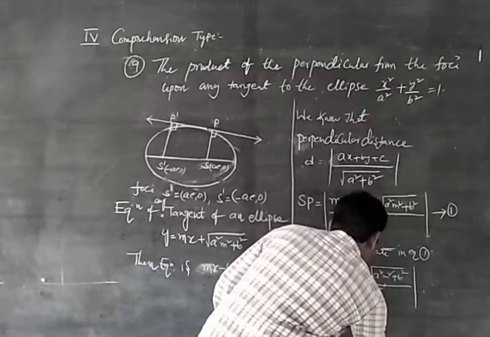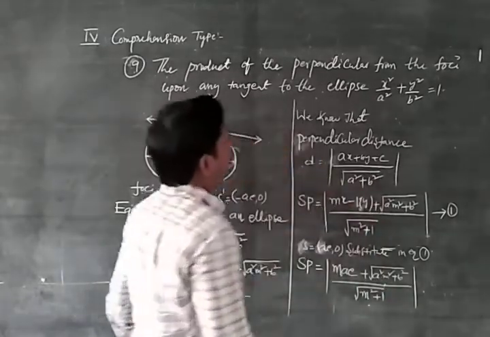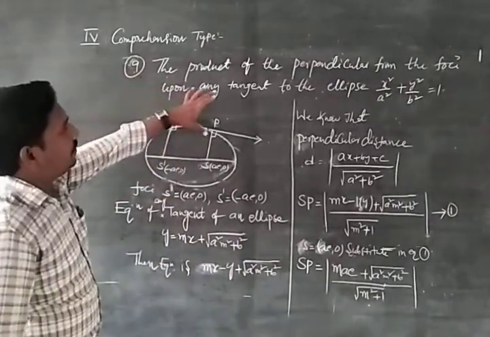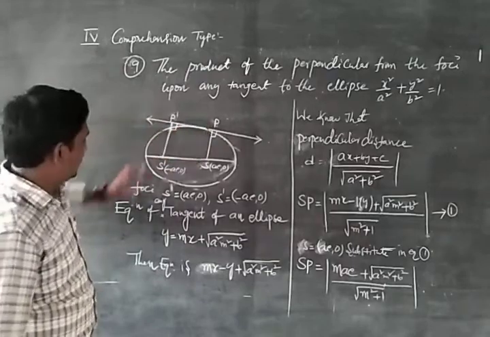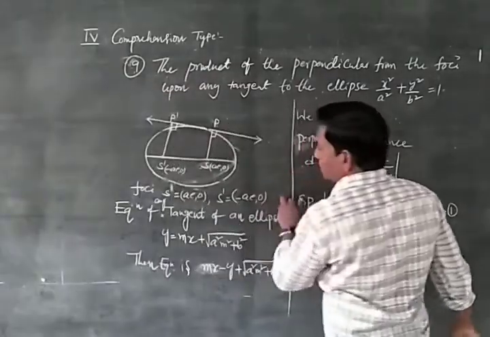Root of m square plus 1. Right, neatly. Okay, this is the product, the product of the perpendicular distances. Take foci S equal to (ae, 0) and S dash equal to (minus ae, 0).